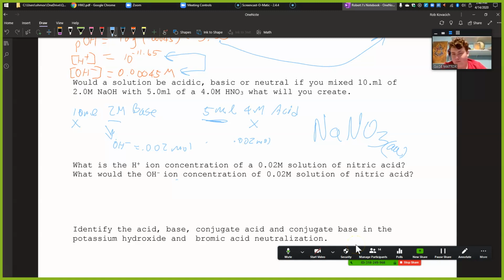No, because these guys would come together to make water. So there wouldn't be any of either of those left. There would be no acid, there would be no base. It would turn into water, and what would be left behind would be aqueous sodium nitrate floating around. Because when you mix an acid and a base together, you get what two things? Water and salt.